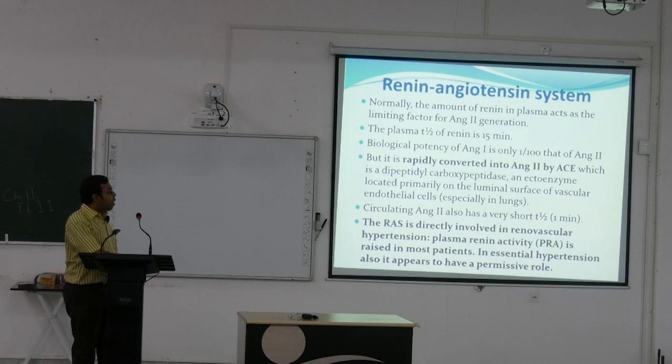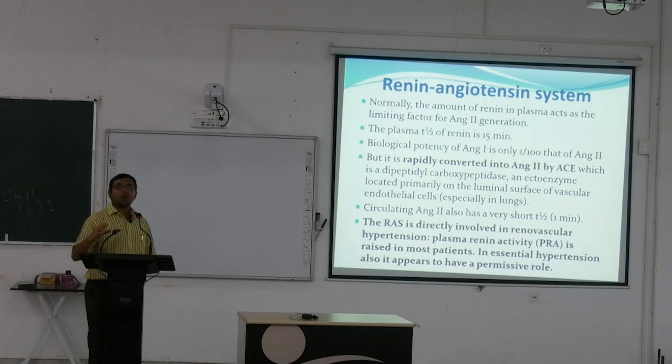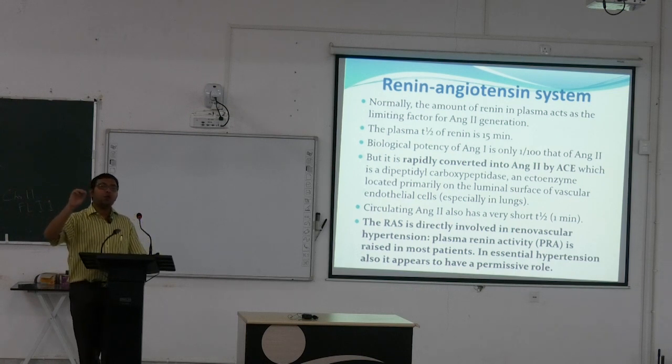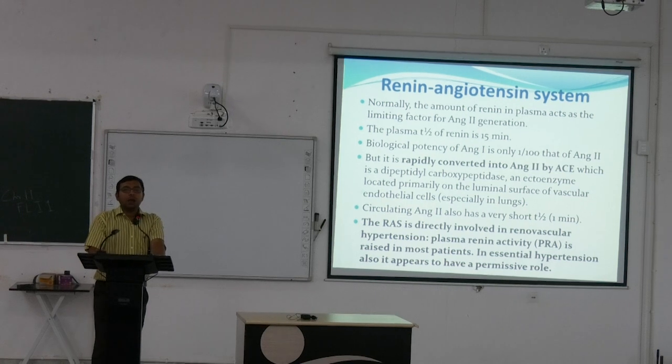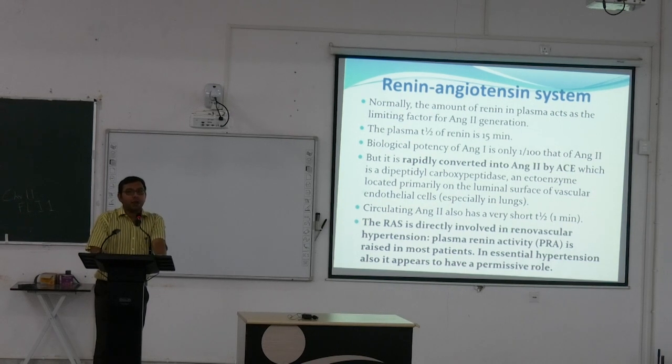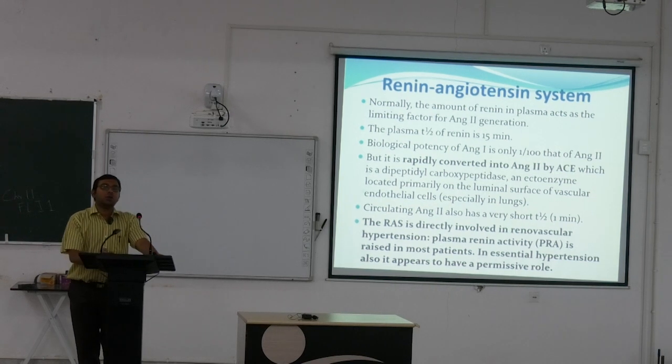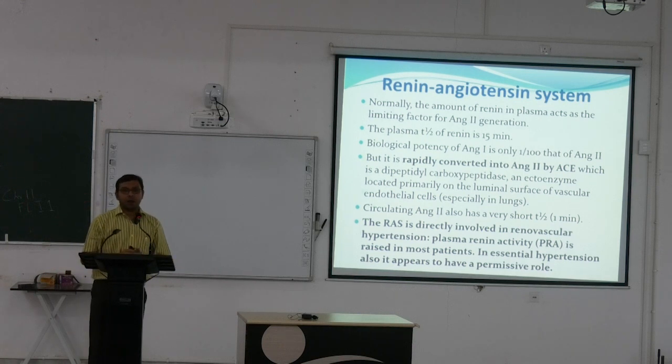In essential hypertension also it appears to have a permissive role. That is, in collaboration with other factors, it also increases the blood pressure in normal systemic hypertension. So when you read about hypertension, you will see that most cases of hypertension, 80 to 90%, are idiopathic, that is, the exact cause is not known. This is known as essential hypertension or primary hypertension.